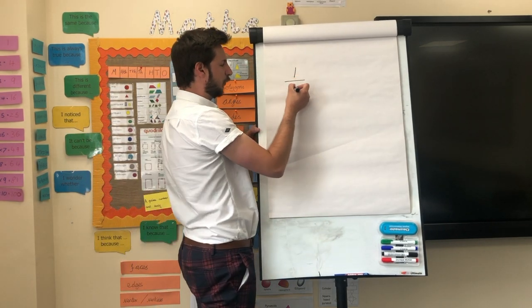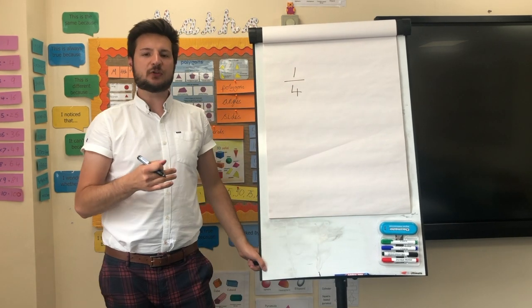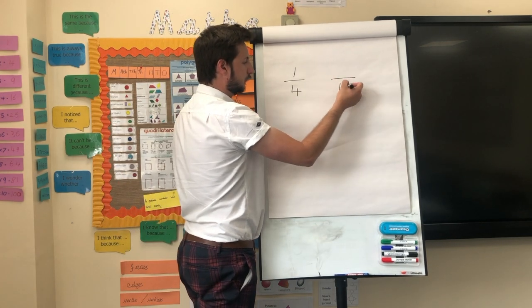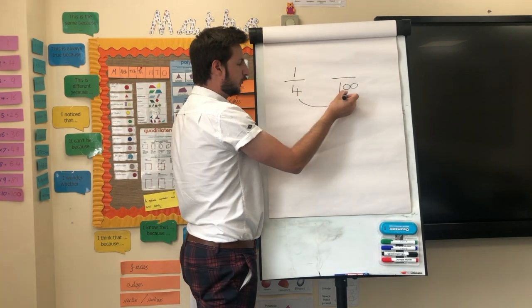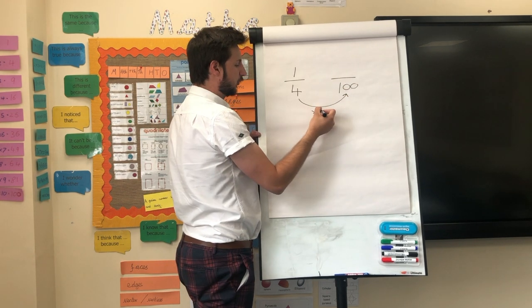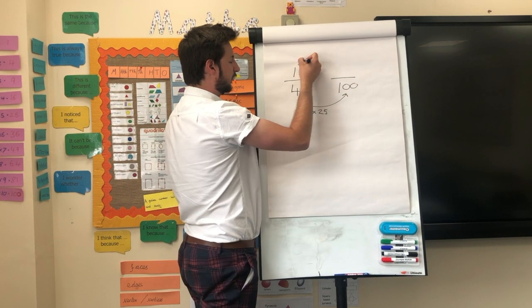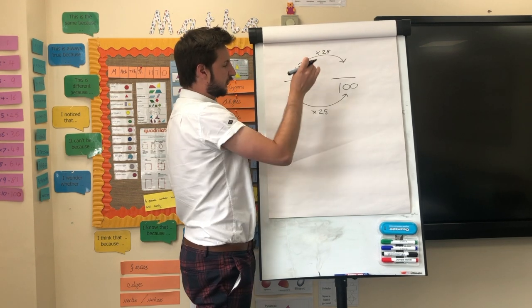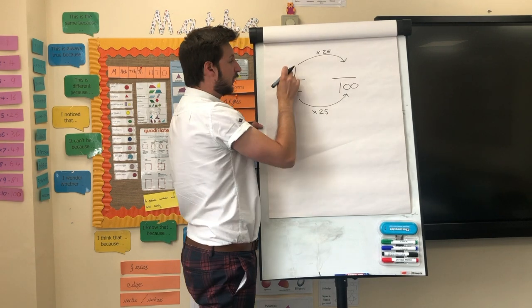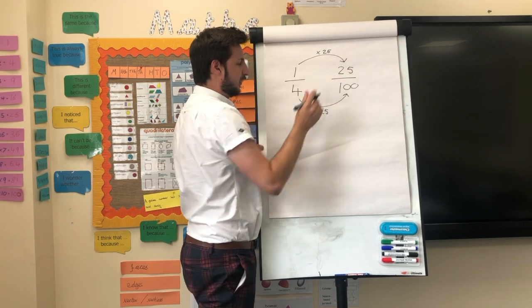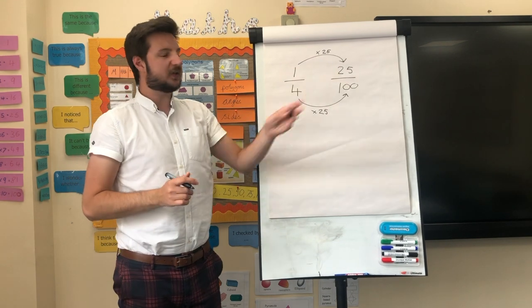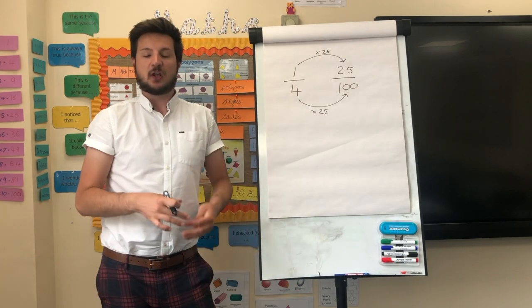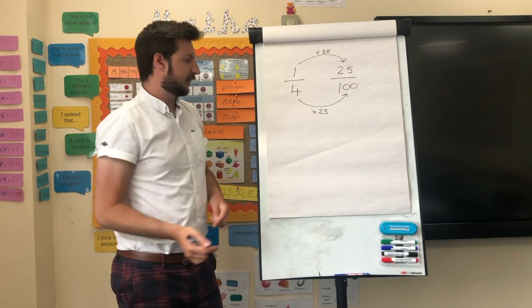Here's our fraction, 1/4. And we want our denominator to be 100 because we know a percentage is out of 100. How do we go from 4 to 100? We multiply by 25. How do you go from 1 to the numerator? 1 multiplied by 25, because whatever we do to the top, we do to the bottom. Whatever we do to the bottom, we do to the top. 1 multiplied by 25 is 25. So you can see how 1/4 and 25 out of 100 are equivalent fractions. And 25 out of 100 tells us that 1/4 is equivalent to 25%.